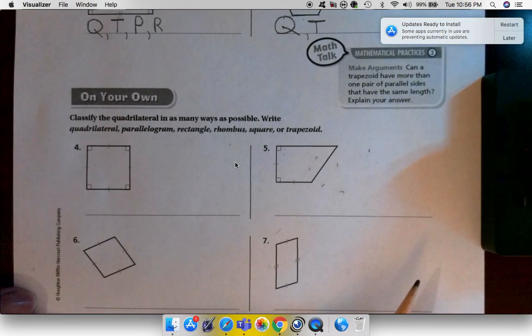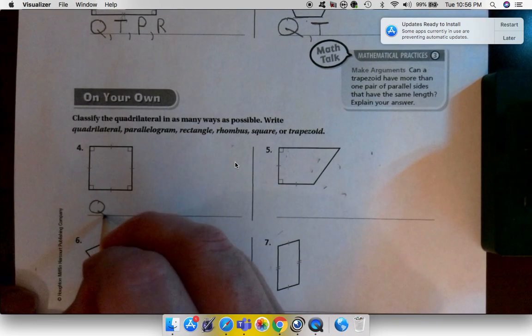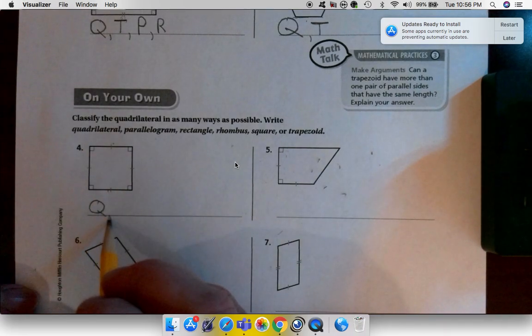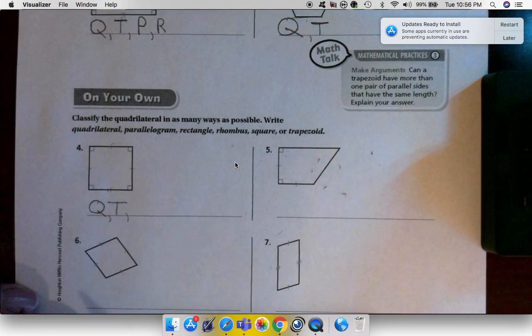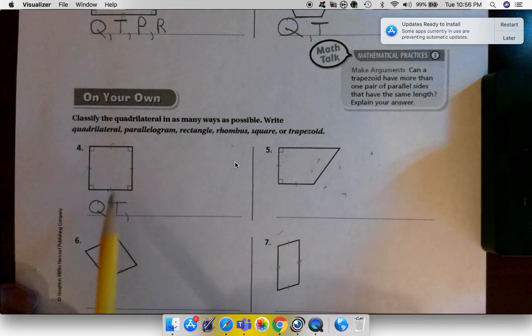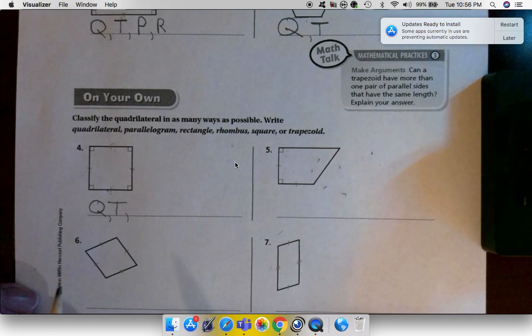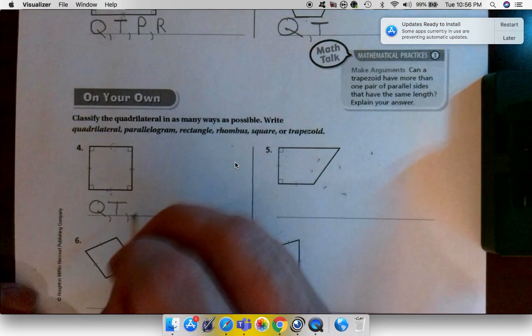Let's check number 4. Quadrilateral, 4 sides. Top and bottom are parallel, so I know I'm a trapezoid. Left and right are parallel. So I have 2 sets of parallel sides. And opposite sides are parallel. Top and bottom are parallel, left and right are parallel. Are opposite sides congruent? Top is congruent to bottom, left is congruent to right, so yes, I am a parallelogram.